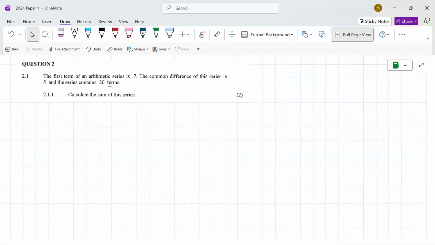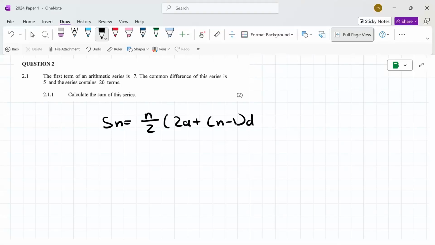So I'm going to give you the sum for an arithmetic sequence. So Sn is equal to n over 2, times 2a plus n minus 1 times d. That's the sum of a certain number of terms of an arithmetic sequence. I want you to find the sum of this series. I'm going to give you 1 minute. Can you please find the sum of the series for me? What is the sum of this series?